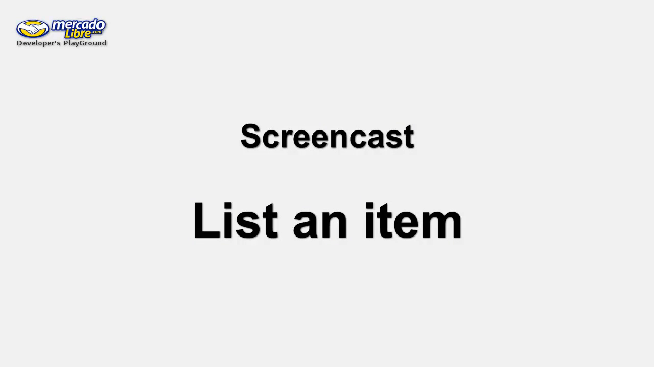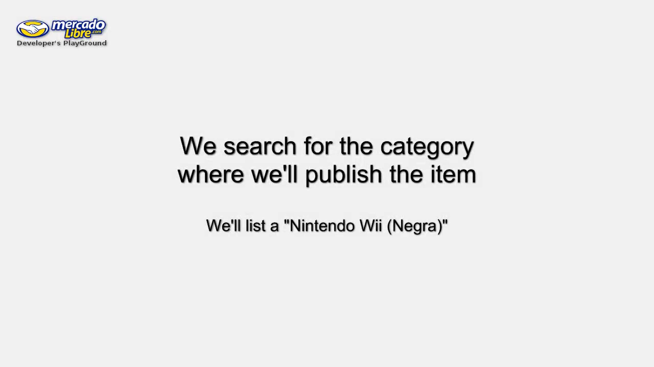In this screencast, we will show how to easily use the MercadoLibre APIs to list an item. We will list a black Nintendo Wii. We search for the relevant category associated with this video game console.